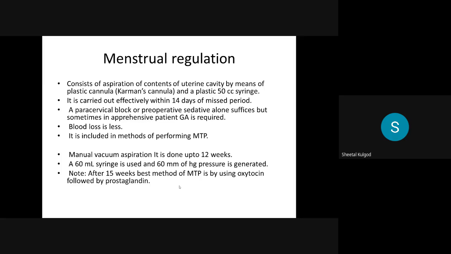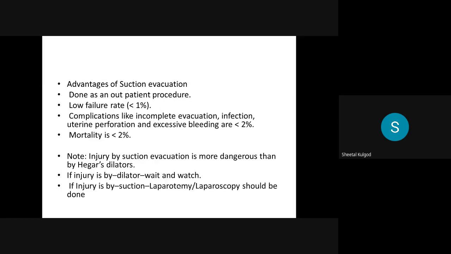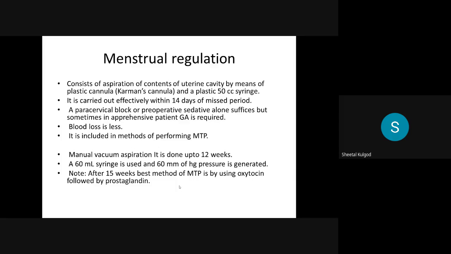Now, menstrual regulation. There is a difference between suction evacuation and menstrual regulation. Remember, menstrual regulation is done by a cannula that is called the Karman's cannula, and it's also a plastic cannula. It just consists of aspiration of contents of the uterine cavity, and a plastic 50 cc syringe is used attached along to the Karman's cannula. It is carried out effectively within 14 days of the missed period. So remember, within 14 days of the missed period is like up till 6 weeks of pregnancy.